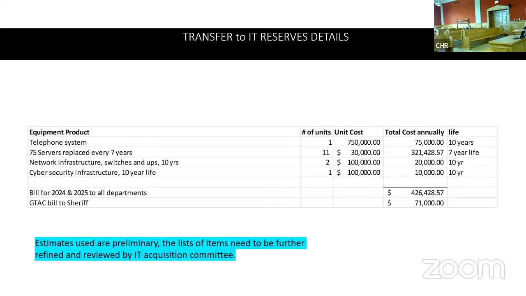And I think they're up for their replacements in 2025. And so we currently already have set aside just for their billings $420,000 of the IT reserve balance right now is their funds.